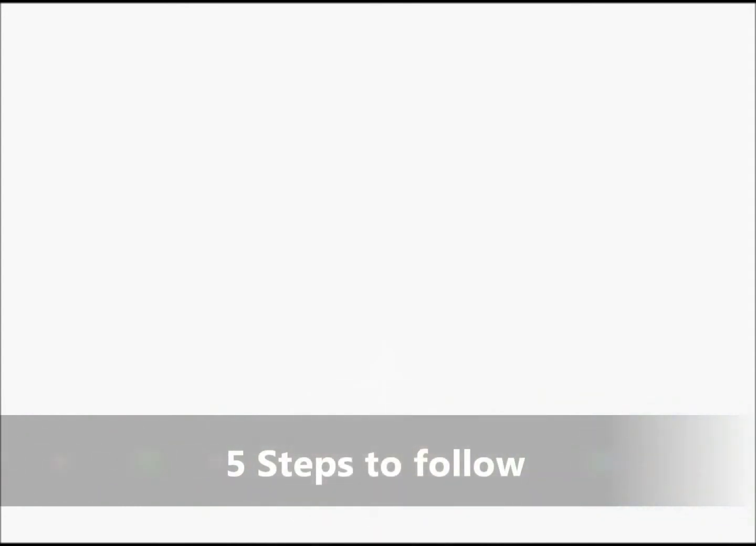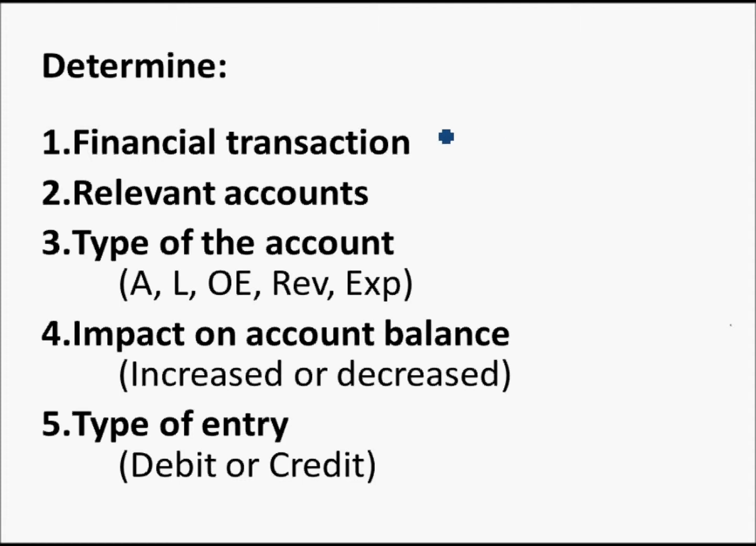Okay, well, let's put it all together now. All you have to do is to follow these 5 steps. Number 1, determine the financial transaction. Number 2, determine the specific accounts that will be affected by this financial transaction. Number 3, what type of accounts are they? Are they assets? Are they liabilities? Are they owner's equity, revenue, or are they expense? Now, you have to determine the impact on the account's balance, and then using your little cheat note, you'll be able to determine whether it is debit or credit entry.